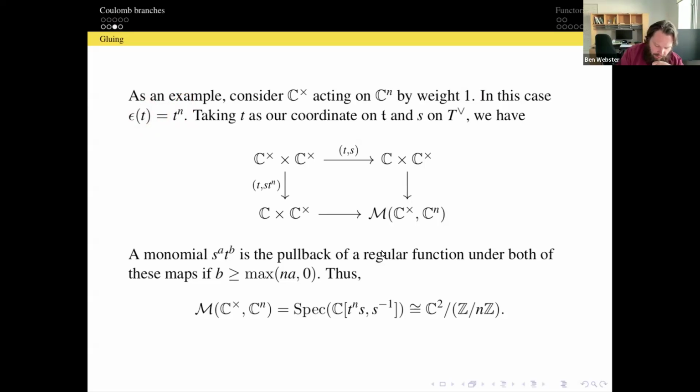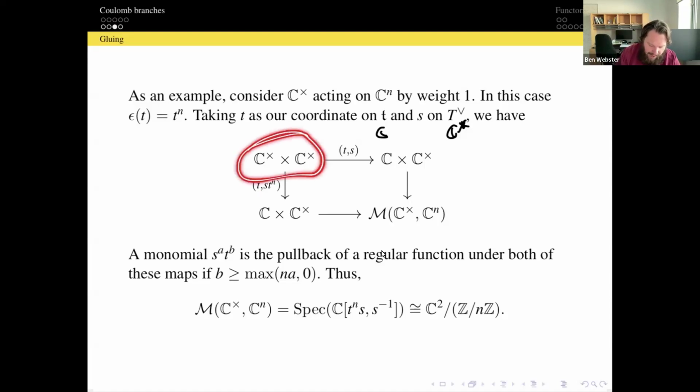So the two inclusions I was talking about: I'm making little t my coordinate on the torus and little s my coordinate on t check. These are C and C star. So t is a polynomial coordinate, s is a Laurent polynomial coordinate. The usual inclusion is I send t and s to t and s. Here I'm thinking of t as a coordinate on C star, and now I just think of it as a coordinate on C. The twisted inclusion is I map t to s t to the n.